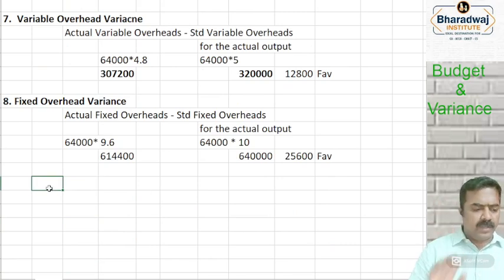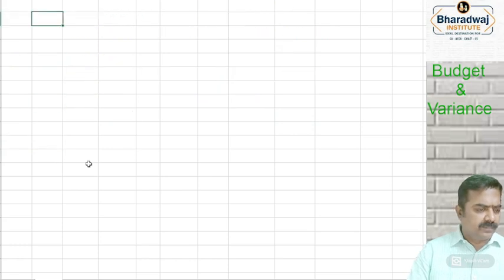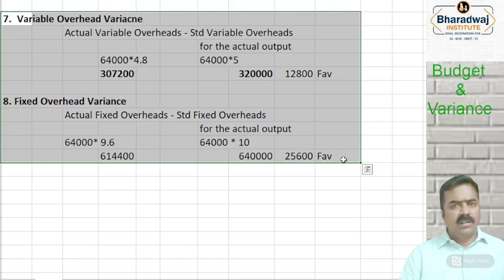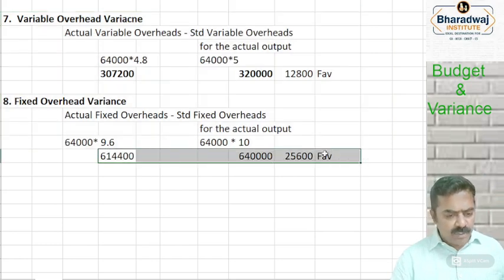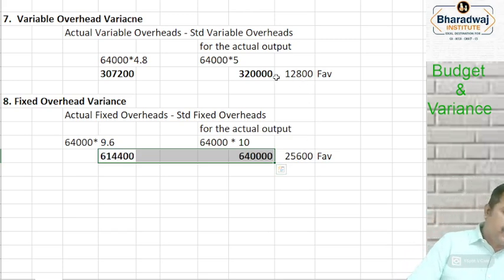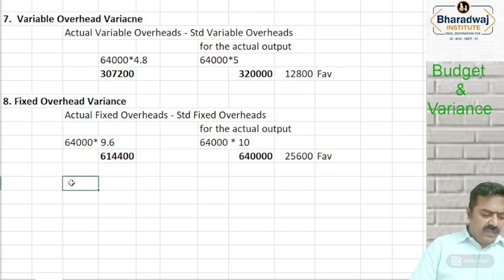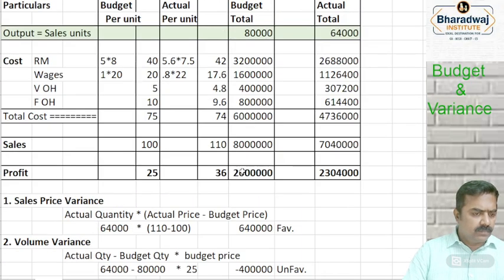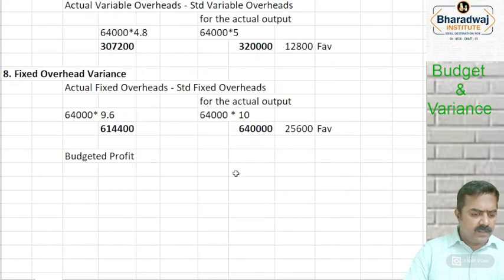Listen, now keep telling me, you can copy this later. Have you taken up this fixed overhead variances, variable overhead variances? I'm going slow because it is a combination of two chapters, so I'm going very, very slow. We'll see now reconciliation. Budgeted profit. What is the total budgeted profit that we worked out? 20 lakhs.